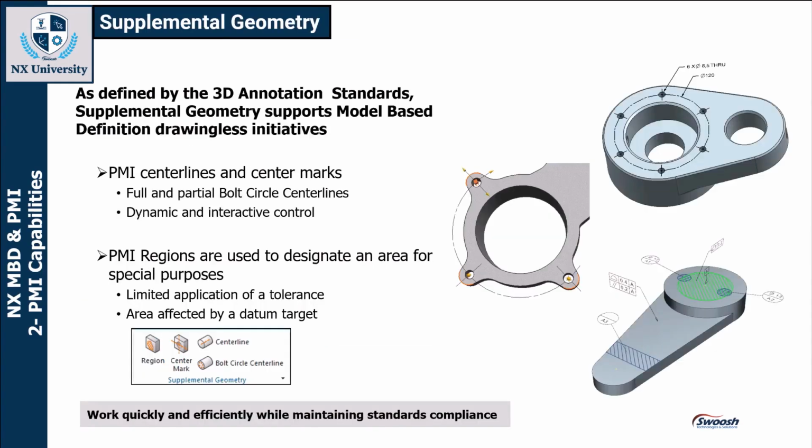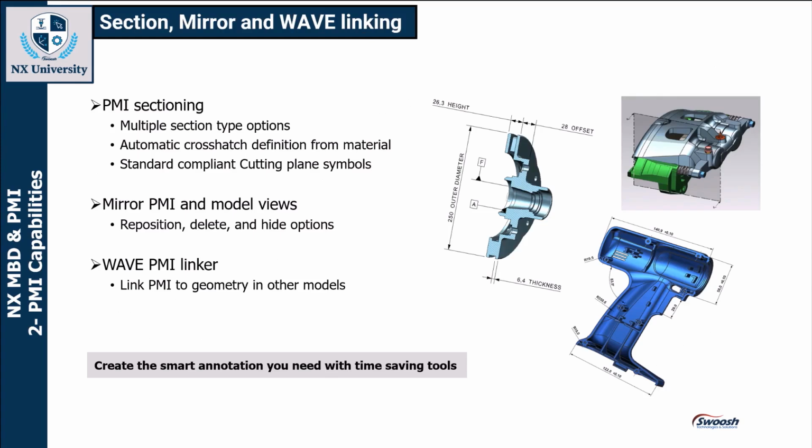Taking a look at our next type of PMI, we can apply these supplemental geometry items, such as our bolt circle center lines, and we can create full and partial bolt circle center lines. PMI regions, we can apply a PMI region to the part, whether we want to limit the application of a tolerance, or we want to mark off an area on the surface and tell somebody that we're going to keep an area here that has no paint in it, or a different finish in that area. Additionally, we can create sections through our parts very easily. We can use the PMI sectioning tool, cut a section through the part, so we can detail all those important features on the interior of our design here.